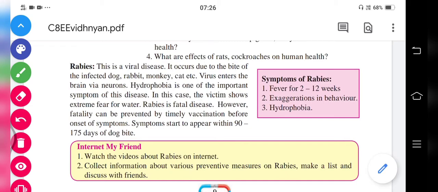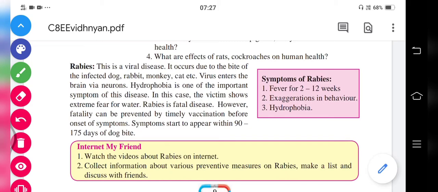Hydrophobia is one of the important symptoms of this disease. In this case, the victim shows an extreme fear of water. The patient suffering from rabies is afraid of water. They are very afraid to go near water, and they do not feel safe near it.